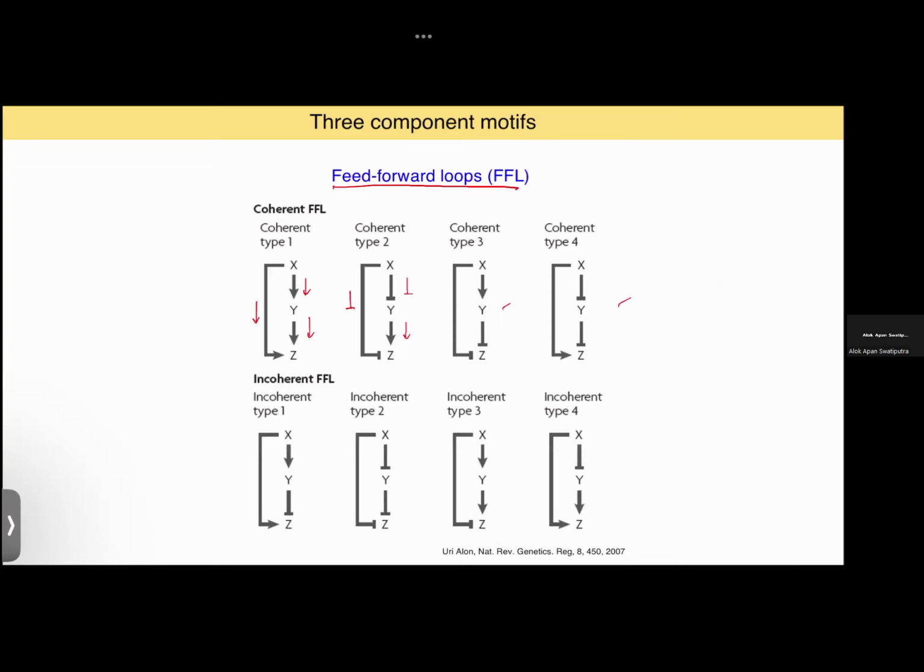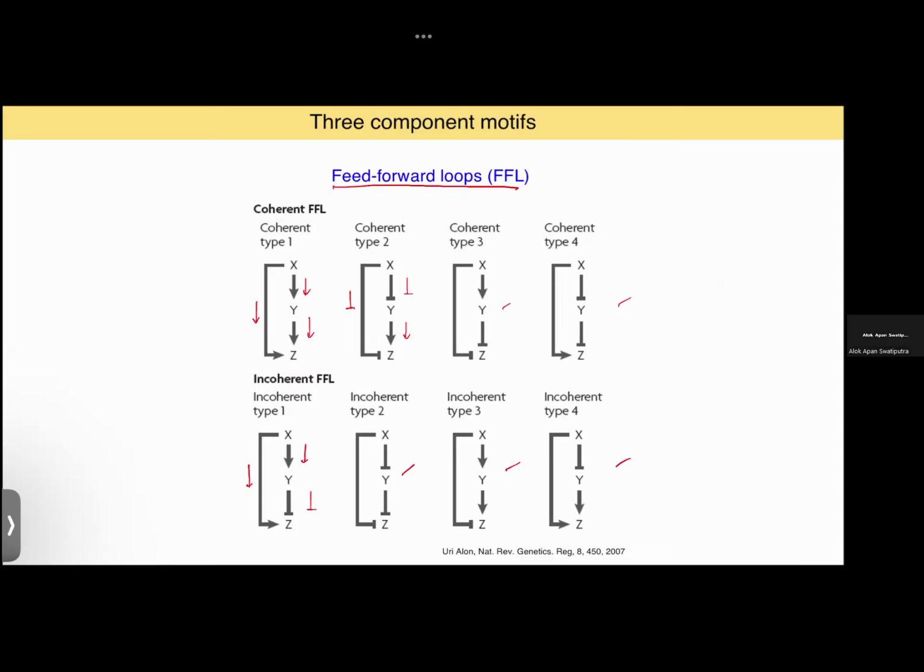And the other type is called an incoherent feed forward loop. So here you see X activates Y, but Y inhibits Z. However, X activates Z through the other path. So X is activating Z in one mechanism, but through Y it is inhibiting Z. So there is an incoherence between the effect of X on Z. Similarly, you can have this, but X is inhibiting Y, Y inhibits Z, and X inhibits Z.